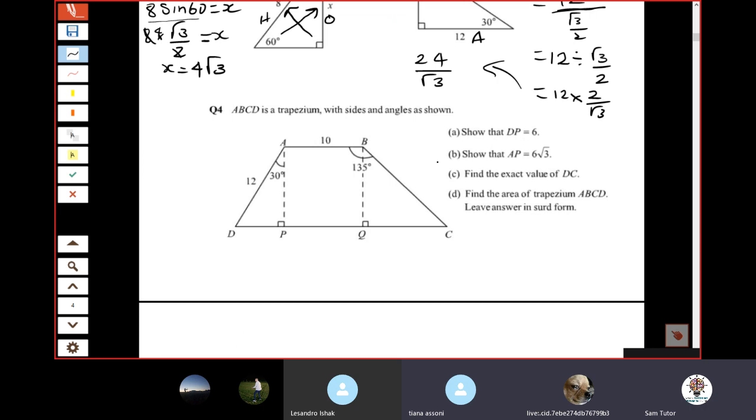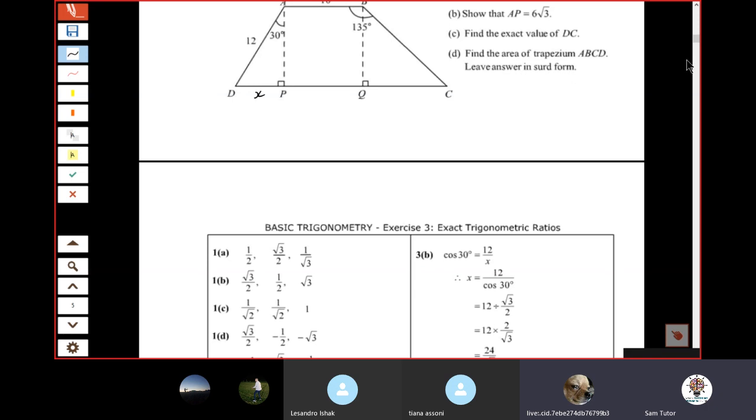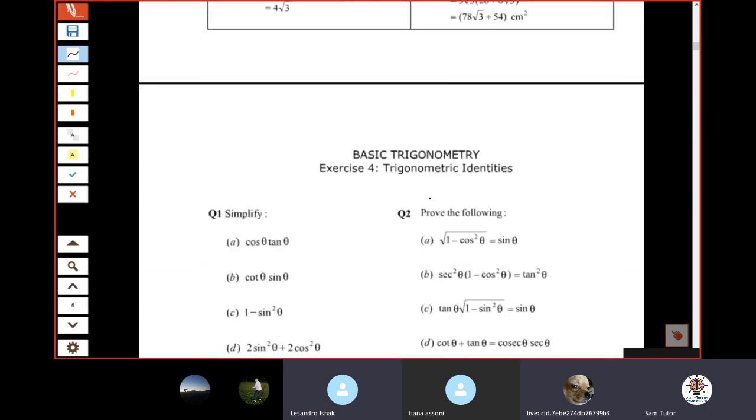To show that DP, this bit here, is equal to 6, you're just going to do, for example, x, opposite over hypotenuse. Show that AP is 6 root 3, show that this guy is 6 root 3. You could do adjacent and hypotenuse, opposite and adjacent, or Pythagoras' theorem, whatever. I'll leave that with you guys to do. And then there's worked solutions. All right.